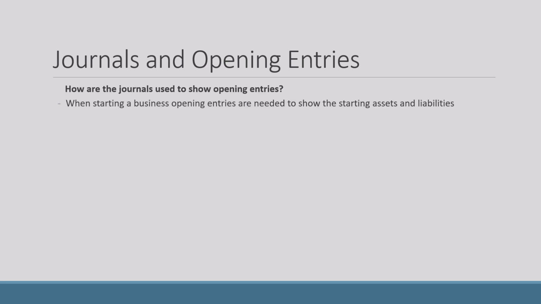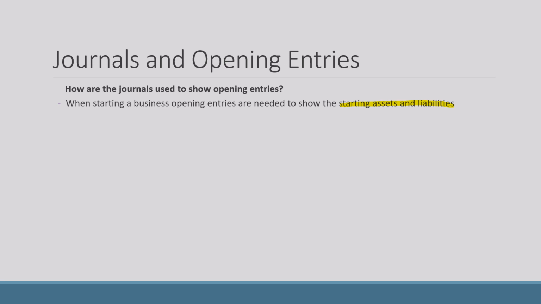So moving on to what journals might be used for. Journals are regularly used for opening entries of a business. So when you're starting a business, the opening entries are needed to show the starting assets and liabilities. Okay, so when a business starts, you're always going to have your starting assets and liabilities. So these are going to be your opening entries.